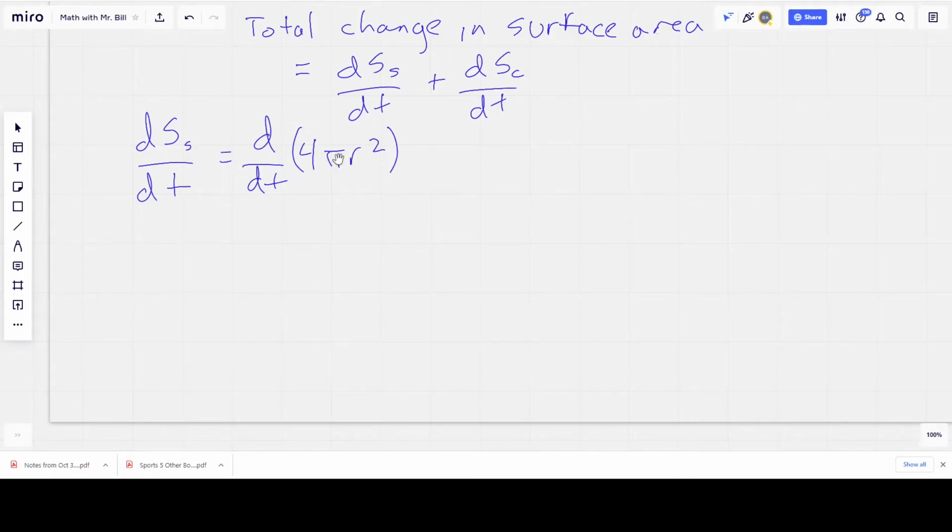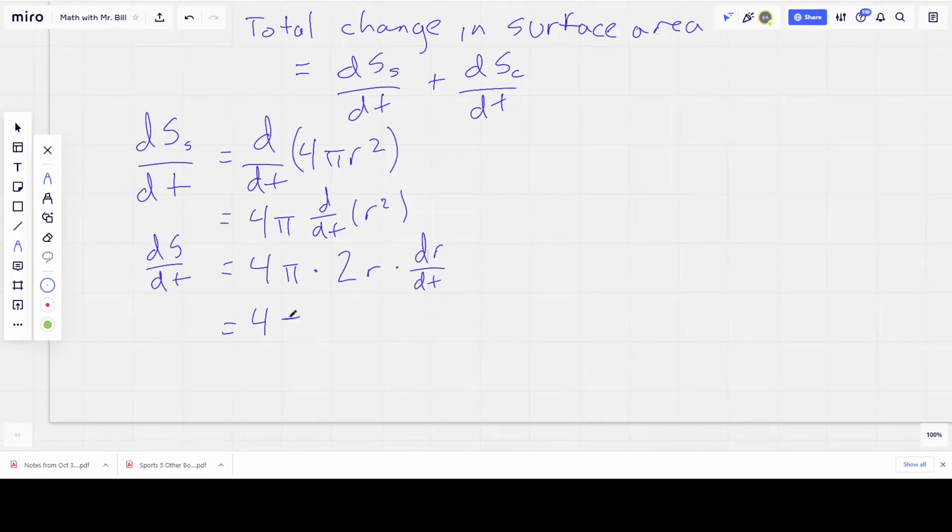So that 4 pi can come out front, and then we're taking the derivative of r squared. So since the radius is changing with respect to time, we start off like normal. It's 2 times r, but then we have to plug in dr/dt because the radius is changing with respect to time, and we have to use the chain rule. So we have all of this information. So we have 4 pi times 2r, and so that's 2 times 2. And then our change in our radius with respect to time is negative 1 over 4 pi. And so the change in the surface area with respect to time for our sphere is equal to negative 4, and that's square feet per minute.